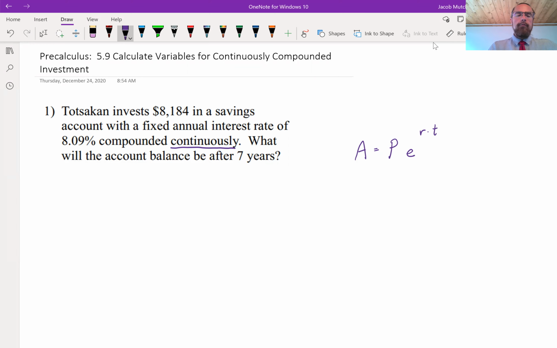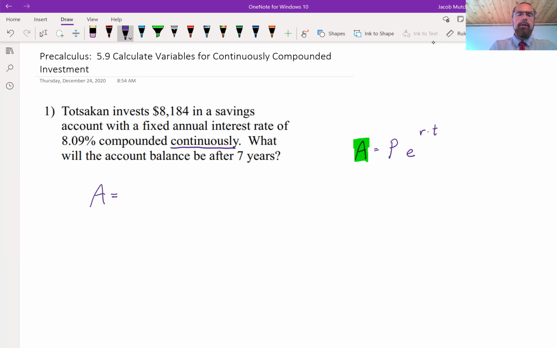Now we're looking for what the account balance will be after 7 years. So I just want to identify which variable would represent the account balance in the future. That's my A. So that's what I'm going to try to solve for. And I want to input values for the other variables. So the principal, P, the rate, R, and time, T. So I need to find those here in this question. I'm going to write it out.